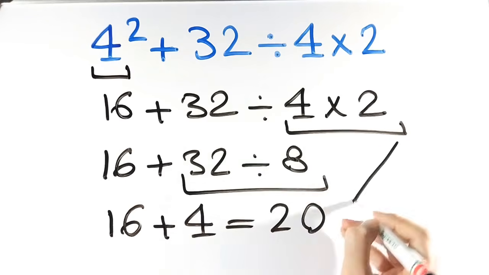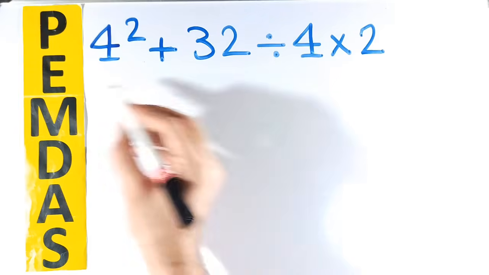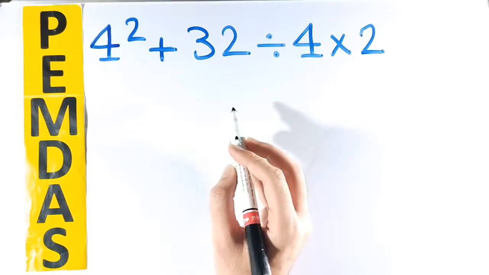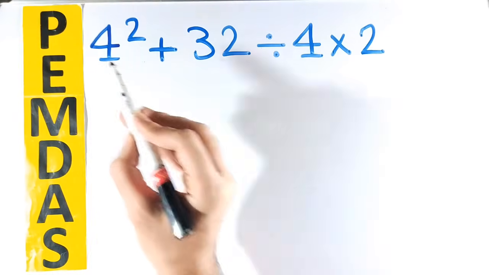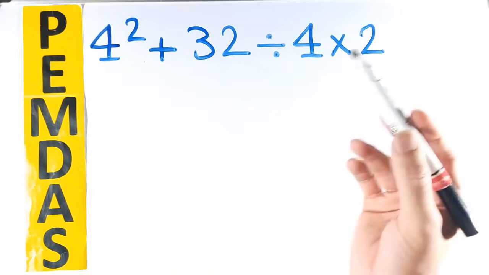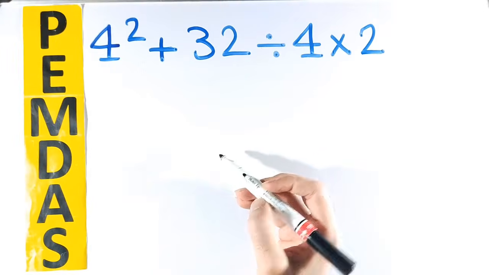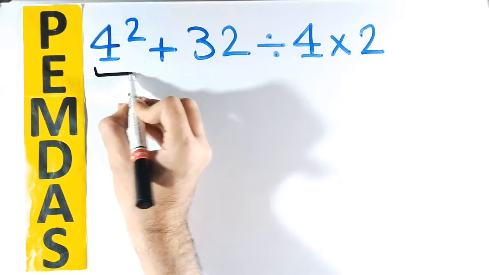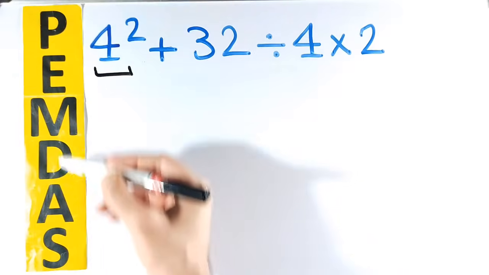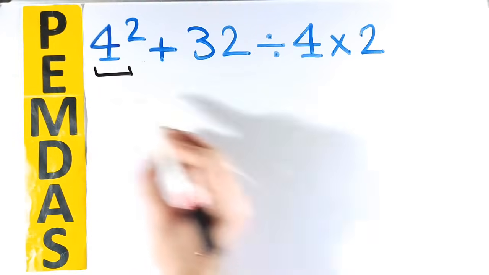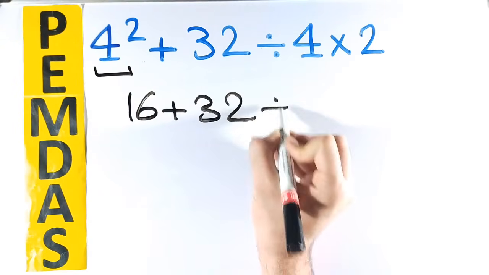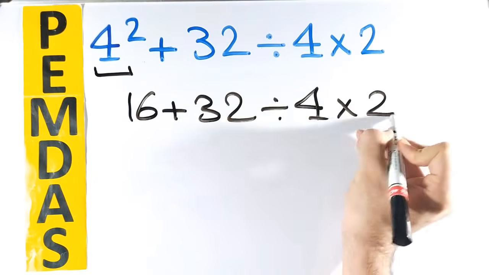However, this answer is actually incorrect. To solve this question, we must follow a rule that is called PEMDAS. As you can see on the screen, in this expression, first we have an exponent, then an addition sign, followed by a division, and finally a multiplication. According to the PEMDAS rule, first we go for the exponent, because in this expression, exponent has a higher priority than the other operation. So, we rewrite this expression as 16 plus 32 divided by 4 multiplied by 2.